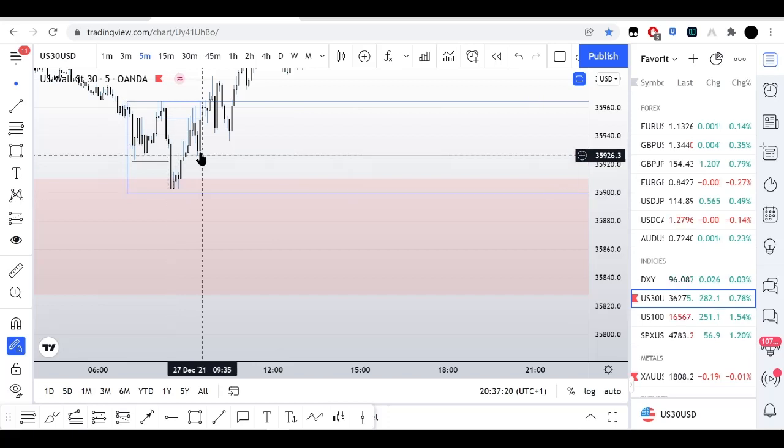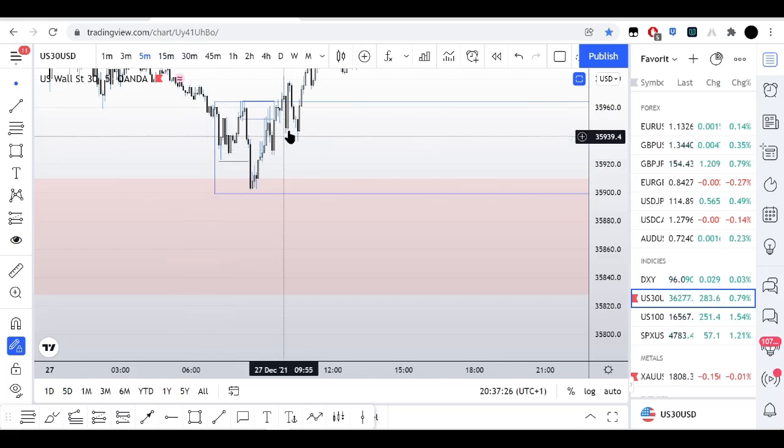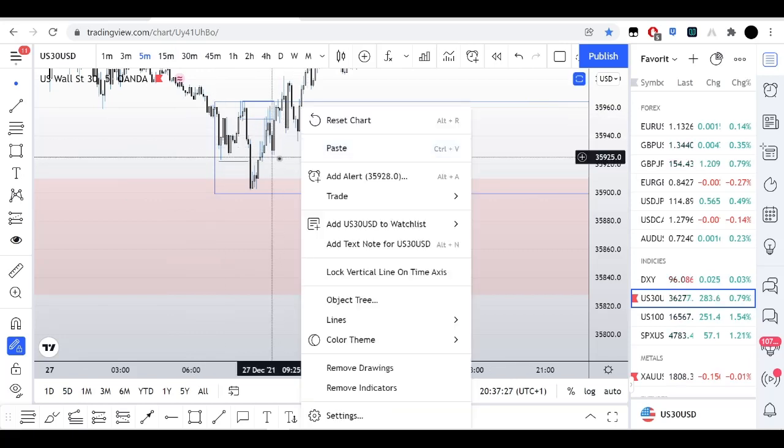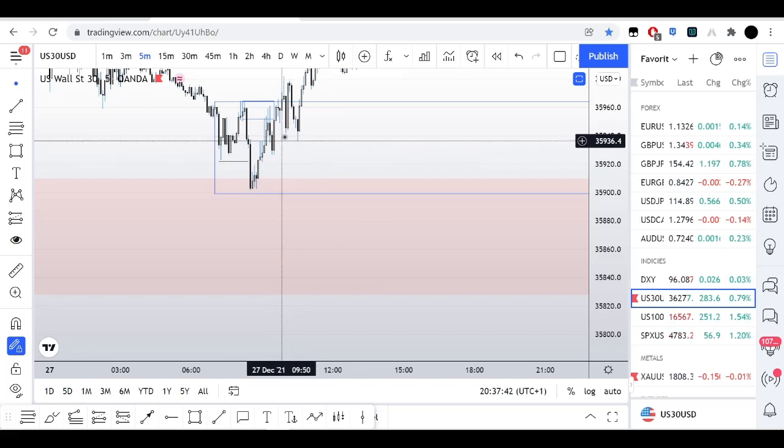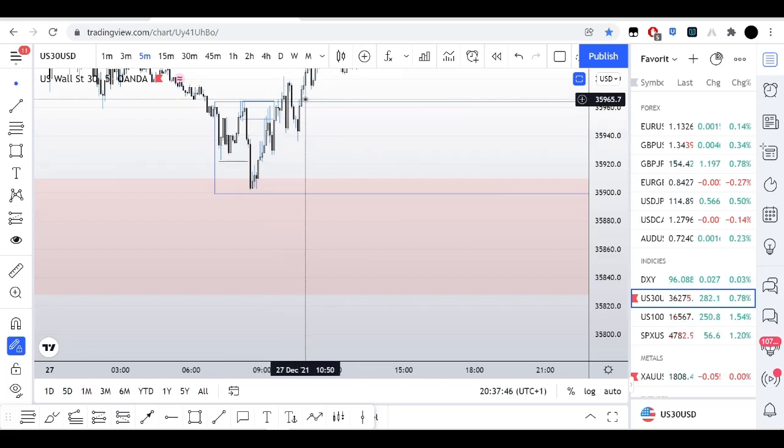Can this be induced? Yes. Now with propulsion blocks, remember I told you guys, sometimes it'll wick down, take out the low of the propulsion block, and still close above it, which is good. That's what you want to see. And a lot of times it doesn't. It just comes into the propulsion block, you want to see it get respected, and then you want to see it buy back up.